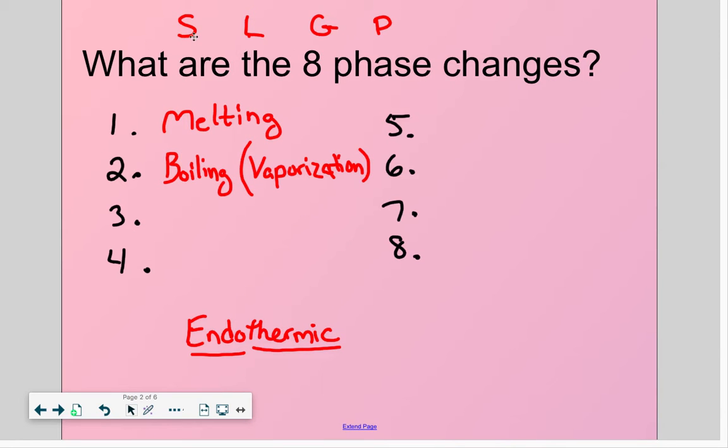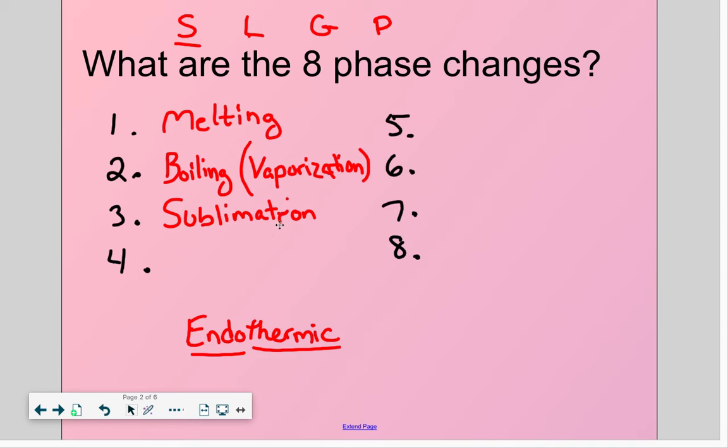But there's also one going from solid directly to a gas. I think I mentioned it; I believe Block 4 came up with it the other day. So solid directly to a gas, the easy way to think about it is it starts with an S. Solid going to gas, that also starts with an S, and it's called sublimation.